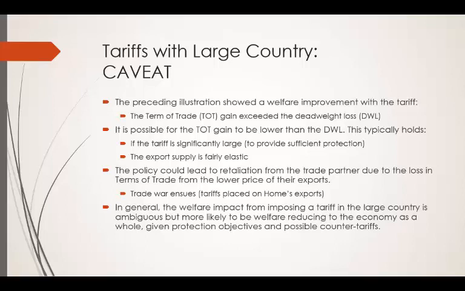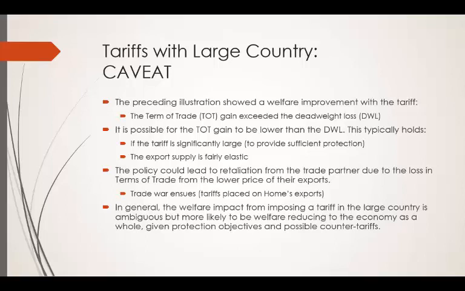If protection is intended to provide more surplus to producers, then the government is likely to impose a fairly large tariff. This has the effect of increasing exponentially the deadweight loss. Further, if the export supply function is fairly elastic, then the terms of trade gain is not going to be large, as the fall in the world prices will be modest. These two possibilities are more likely in the real world.